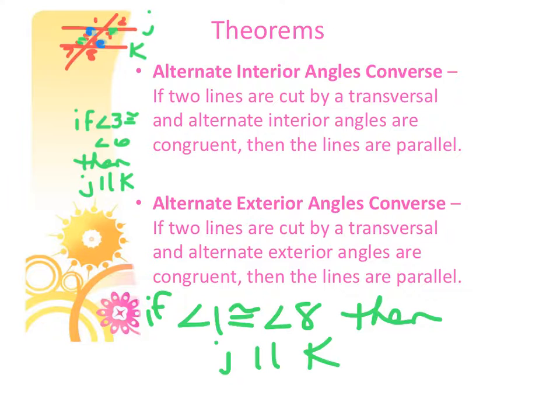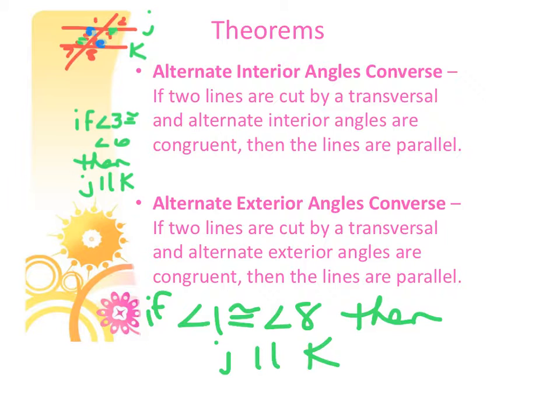Yes? So I can prove that J and K are parallel, and then we put the alternate interior angles converse, like if it's 5 and 6. Yes. 4 and 5, sorry. Right, 4 and 5 would be alternate interior. If it were 1 and 8 or 2 and 7, you would say by the alternate exterior angles converse. So these theorems and the postulate we're seeing now are going to be ways that you can prove lines parallel.